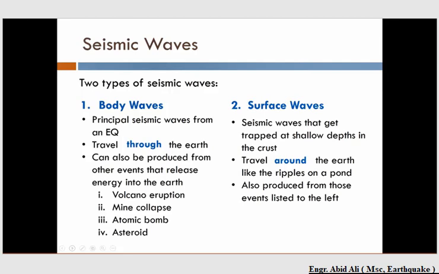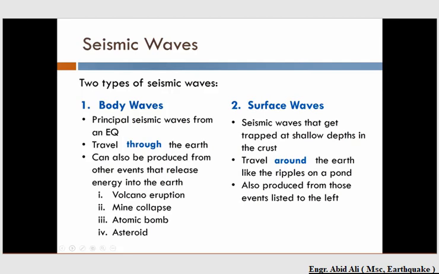These are the principal types of waves that are produced when a giant amount of energy is released into the earth, like from an earthquake. These waves travel through the earth, emitting from their source, and they can also be produced from other types of events that release large amounts of energy, like volcanoes, mine collapses, atomic bombs, or asteroid collisions, anything you can think of that produces a large release of energy on the earth.